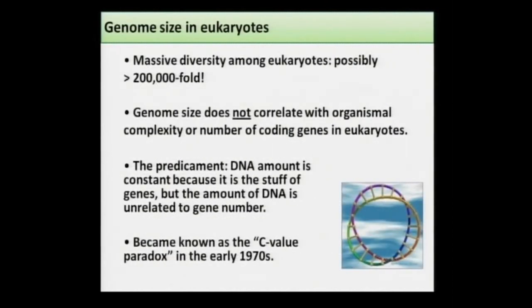If we look across eukaryotic species, though, there's at least a 200,000-fold difference in genome size between the smallest and largest in eukaryotes. Even in animals, it's about 7,000-fold. That's a pretty big difference. One of the surprising observations that was made early on was that the amount of DNA is not correlated with how complex the organism is, or how many genes you might think it has, for example. So here's the problem. DNA is constant because it's the stuff that genes are made of, but DNA amount doesn't correlate with number of genes. So this became known as the C-value paradox in the 1970s.